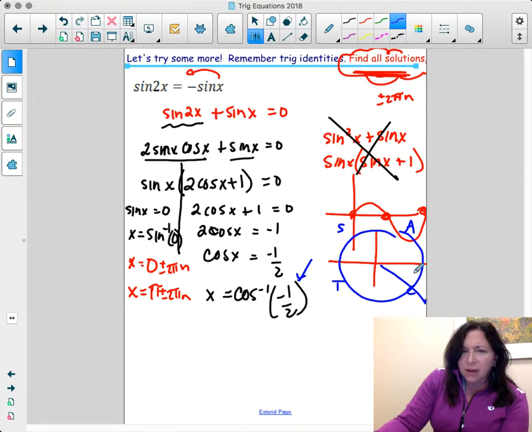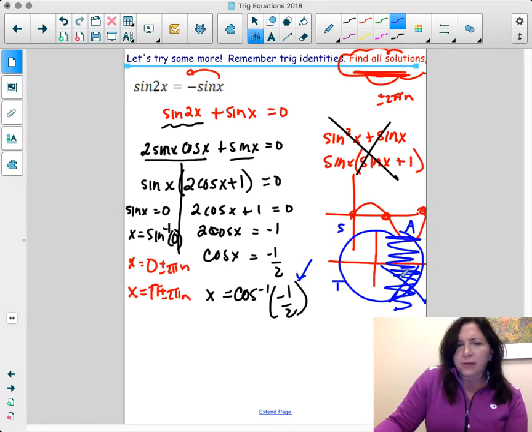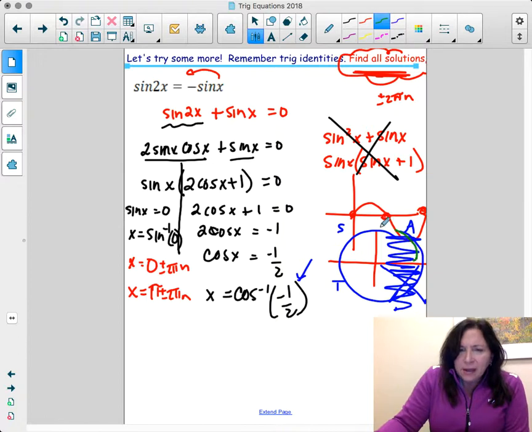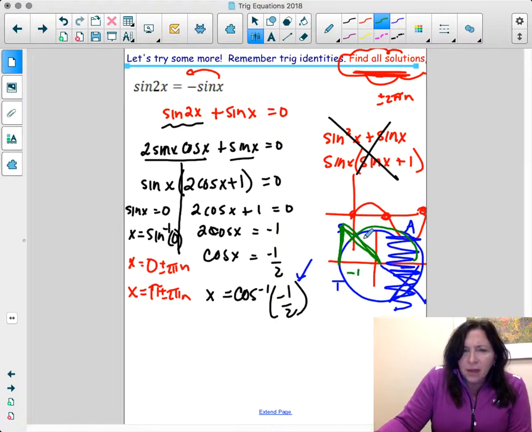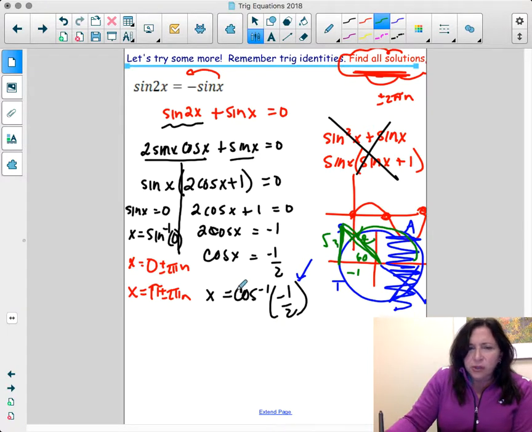That means that cosine is positive here. So I'm not looking here and I'm not looking here, because those are the two quadrants where cosine's positive. So I need to know, where is cosine -1/2? It's got to be in this quadrant. And remember, cosine is adjacent over hypotenuse. Again, that means this is √3, which is a 60-degree angle, which means this is 2/3 pi.